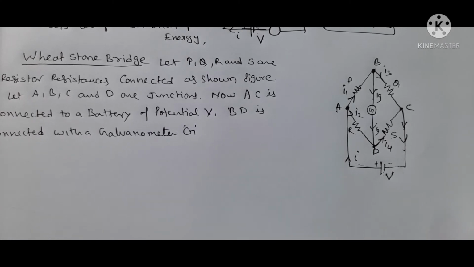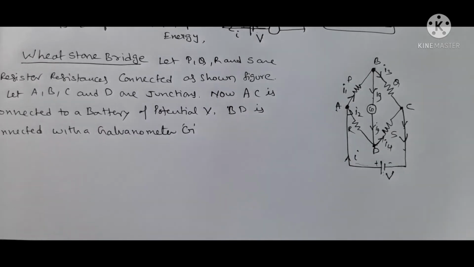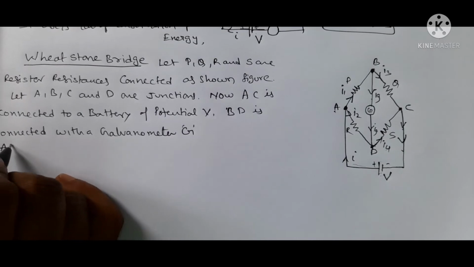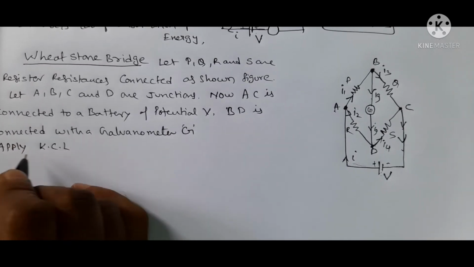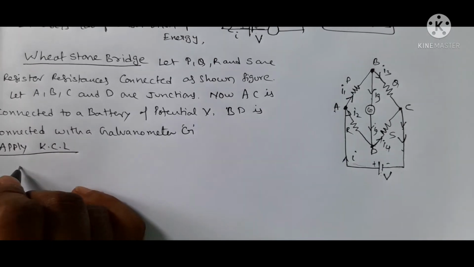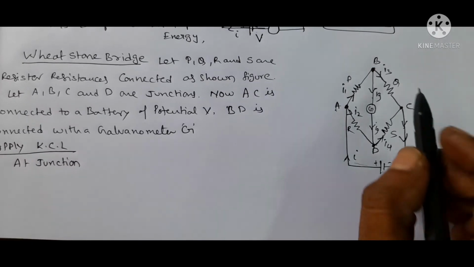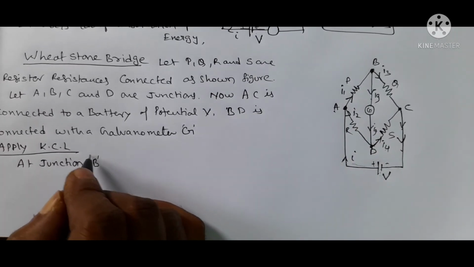First of all, I am using the condition for the first law, the current law. Now you can apply it at any two junctions. No need to use all the junctions; simply you can use two junctions. Now apply Kirchhoff current law. Let us consider the junction B and the junction D.